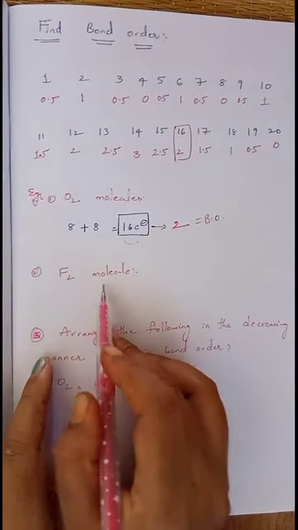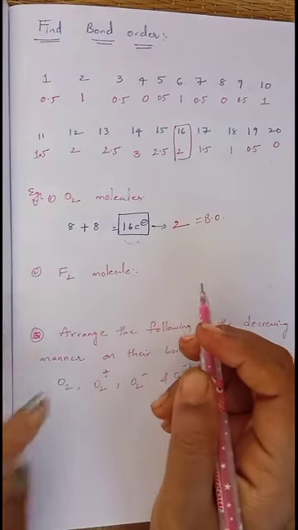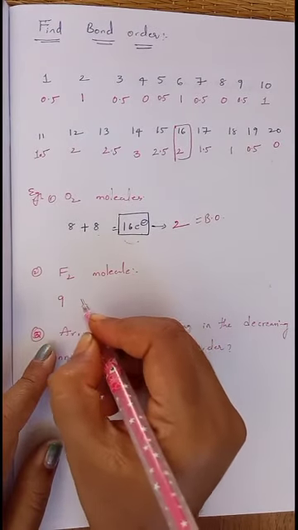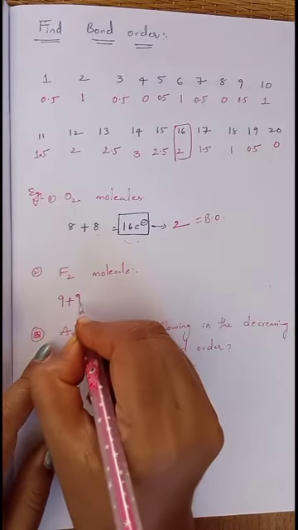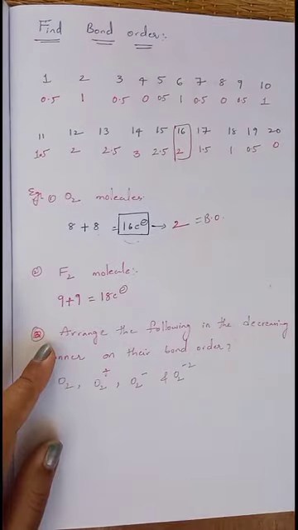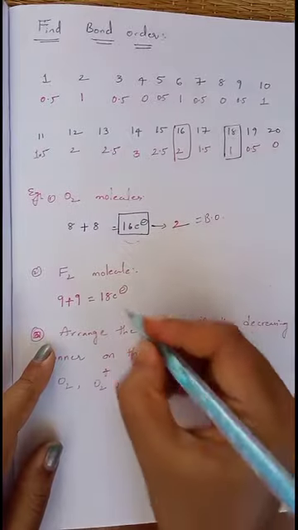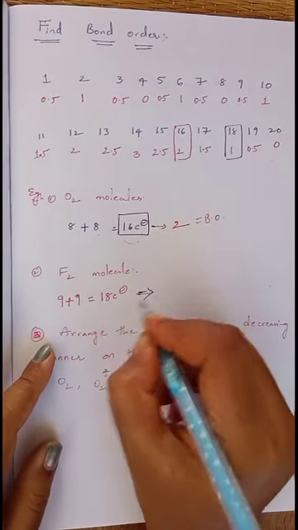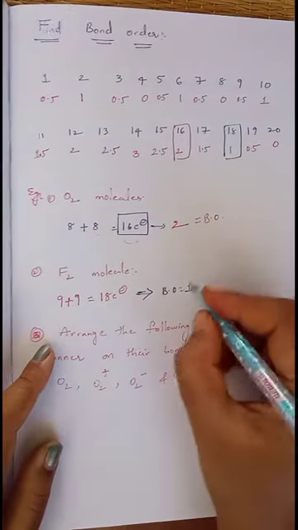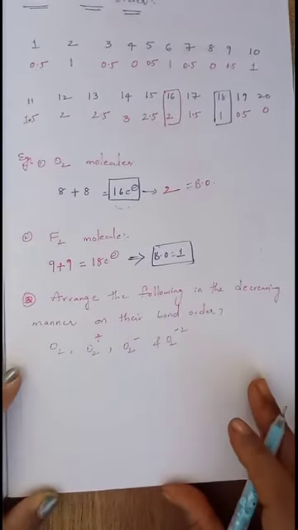Next one is the F2 molecule. Two fluorine atoms are involved in the formation of the F2 molecule. The first fluorine has a total of 9 electrons and the other fluorine also has 9. 9 plus 9, 18 electrons. For 18 electrons, the bond order is 1. So for a molecule having 18 electrons, the bond order is 1. That's it. Like this we can very easily find out the bond order. Now I am giving one more question.